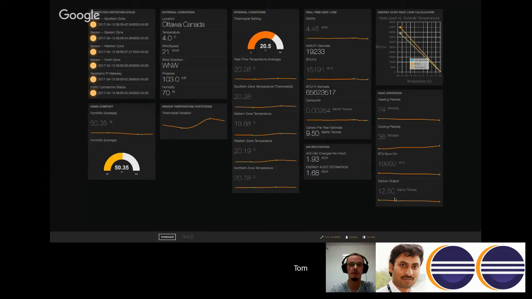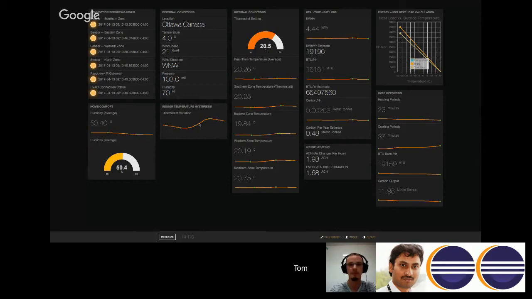And then we're able to do some real-time calculations, so we can essentially do the same thing of calculating how many BTUs we're burning per hour and the carbon on a real-time basis. We're also able to calculate the air infiltration rate of my home, another key metric that's used by energy auditors to determine how energy efficient your home is.